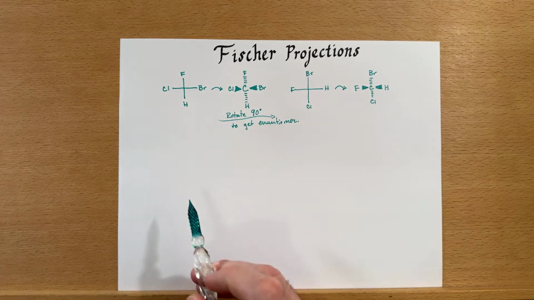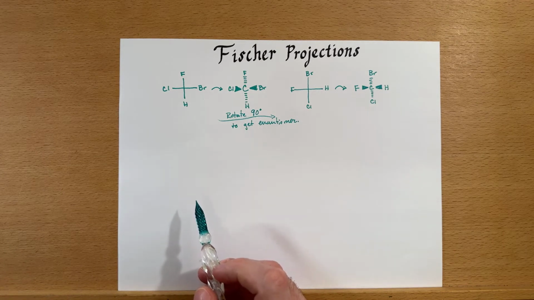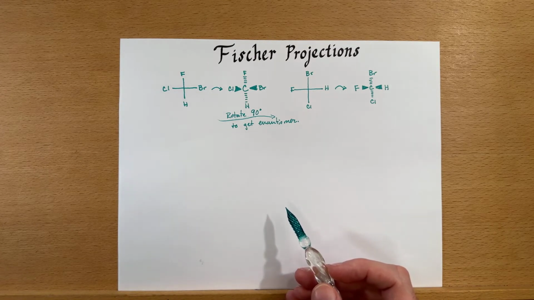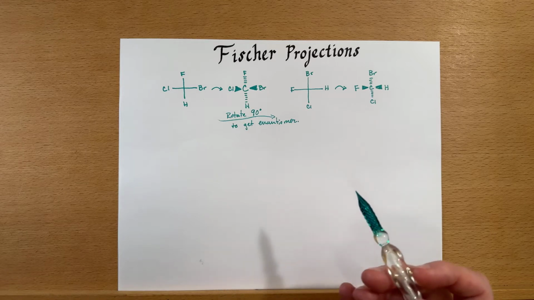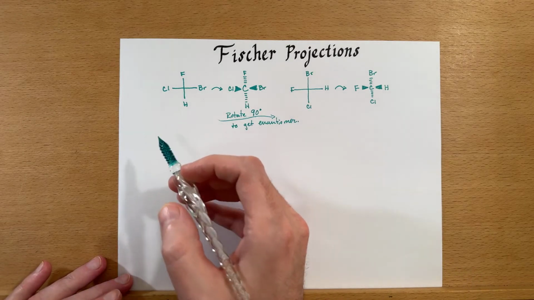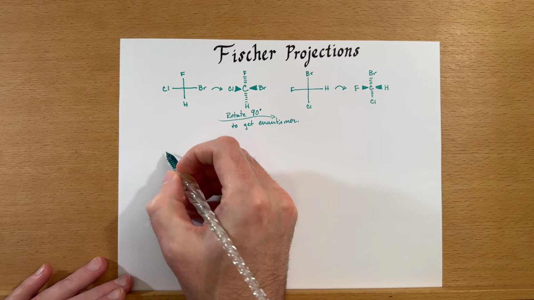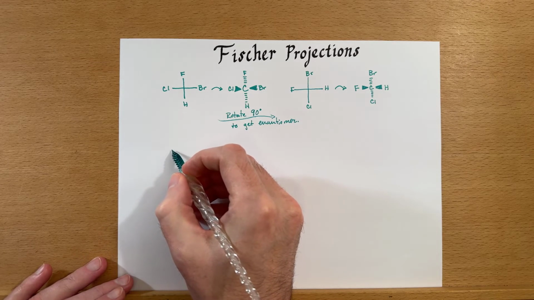Drawing something with just one stereocenter is not really what Fischer projections were made for. They were made for molecules that have more than one stereocenter. So let's draw a molecule in the wedge and dash notation, and then we'll convert it over to the Fischer projection.